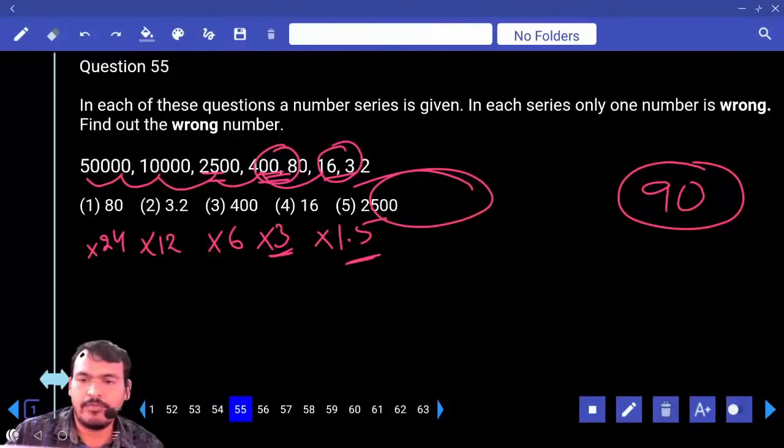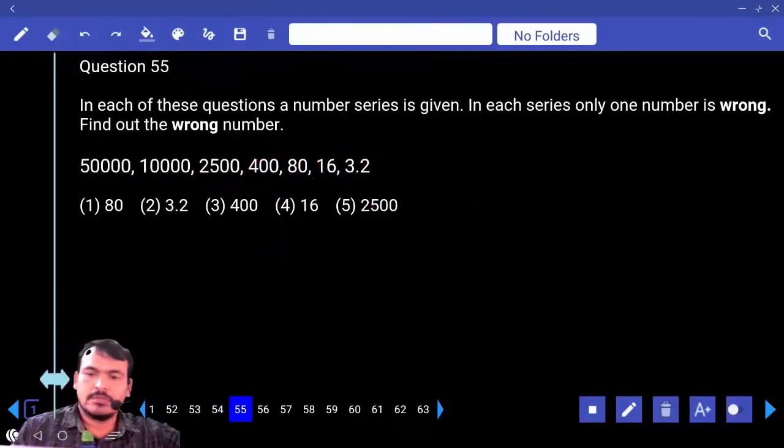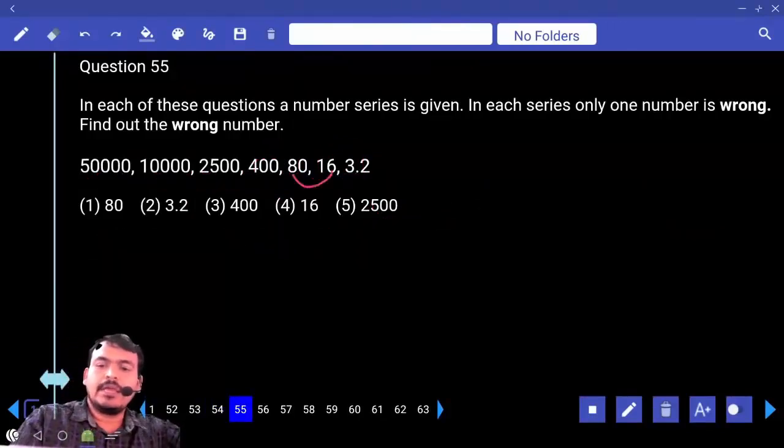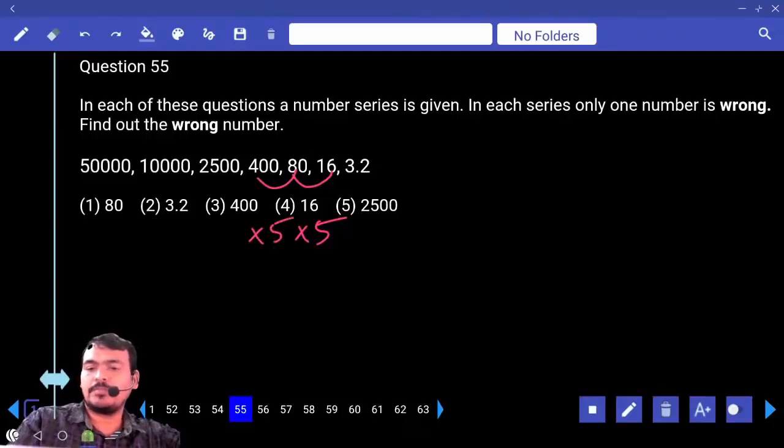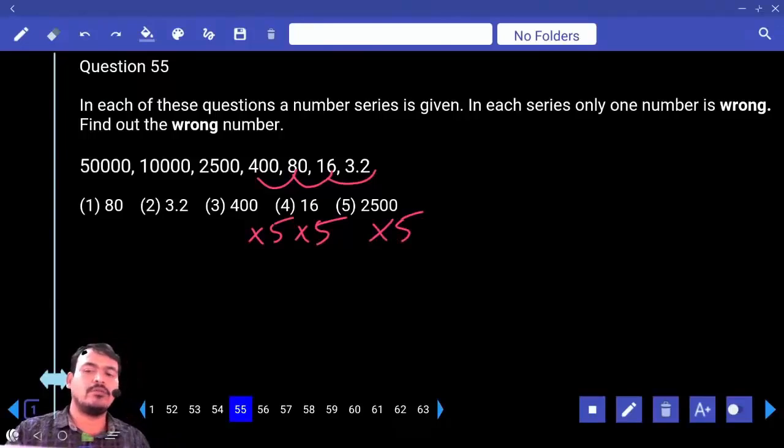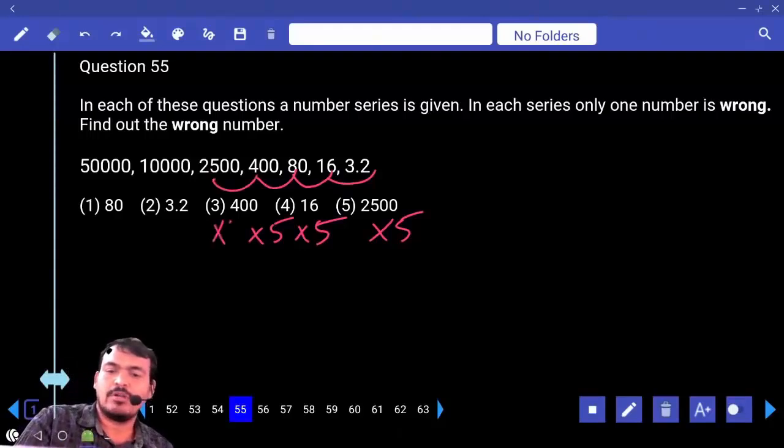Next, 55. 1680, how many times? 5 times. 80, 400, 5 times or not? Into 5 means previous one also how many times? 5 times or not? 3.2, 10 times how much? 32. 5 times value 16 or not? Obviously here also 5 times or not?